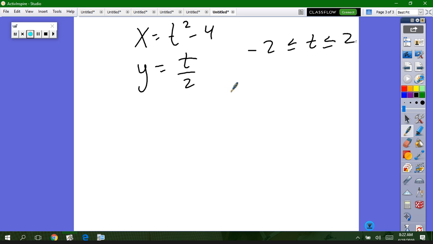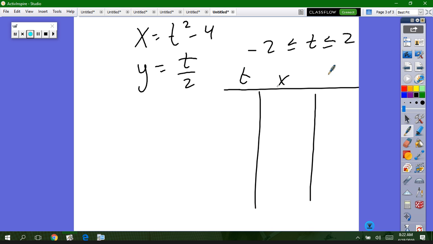Okay, we're gonna do our chart. T, X, Y. So now this one's a little bit different because X and T are not the same thing in this case. Does that make sense to everybody? So what numbers are we gonna plug in for T? I'm gonna plug them all, because it tells us T values between -2 and 2.